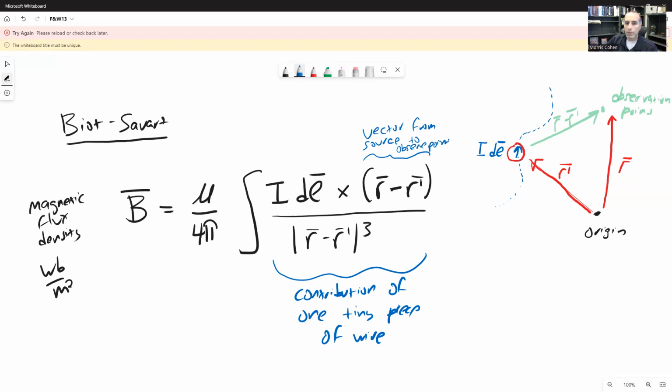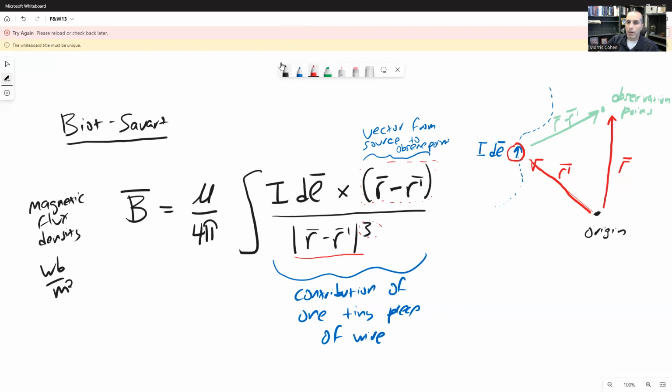And this contribution on the bottom is our equivalent of r cubed. It's the length of this green vector here, cubed. This is really a 1 over r squared term, because this upper term, r minus r prime, has a length to it. If we want to make it 1 over r squared, we have to cancel out that length and then put in another r squared term. So that's why this is cubed on the bottom.